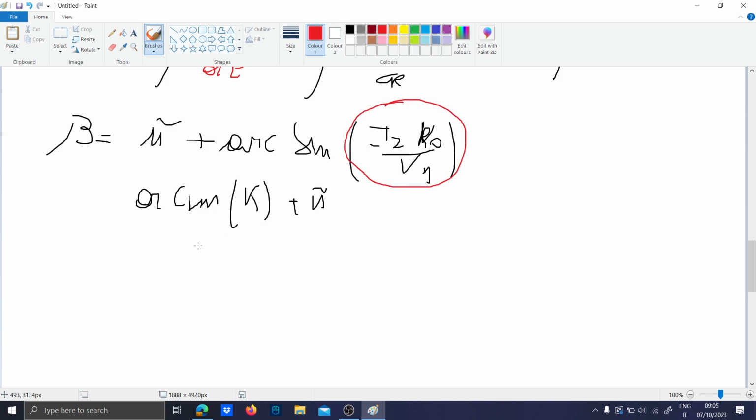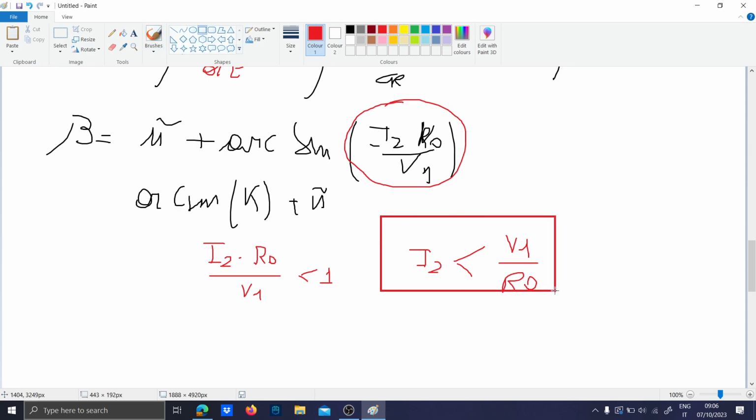Now, you do remember the arc sine function. The domain of this must be between minus 1 and 1. So you have that I2 times R0 over V1 is less than 1. Now we will obtain an important condition, which is I2 must be less than V1 over R0.